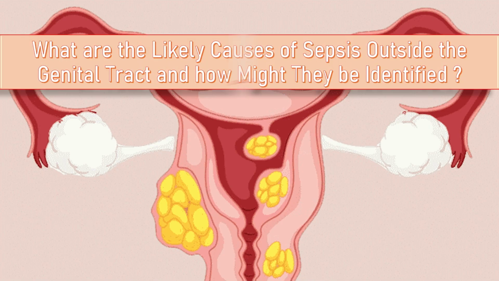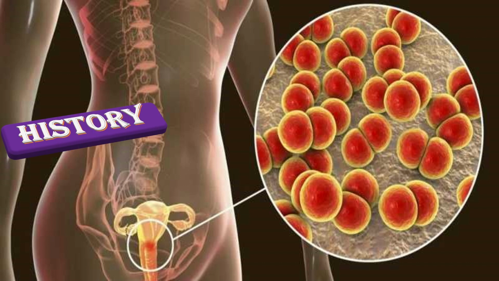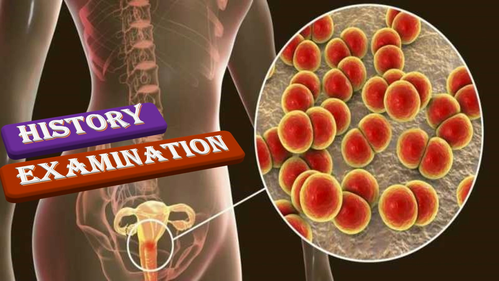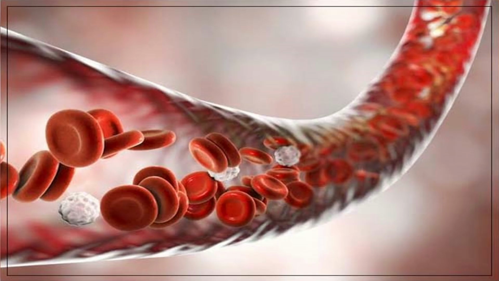What are the likely causes of sepsis outside the genital tract and how might they be identified? A thorough history is recommended as soon as possible after presentation, and an appropriate physical examination should be offered. Consider investigation of non-infective causes that can masquerade as sepsis.